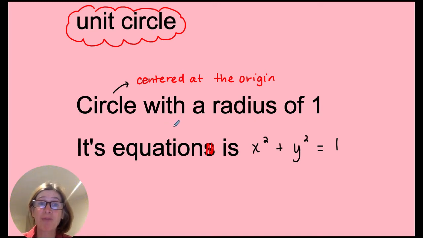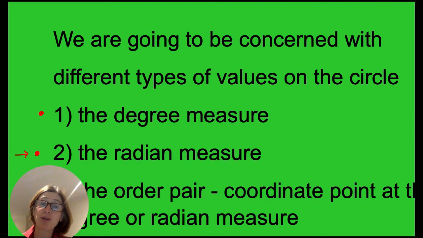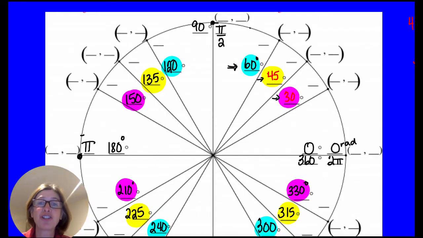Today we're going to talk about the radian measures of degrees along the unit circle. But a reminder, a circle centered at the origin with a radius of 1 is a unit circle. Its equation is x squared plus y squared equals 1. When we look at unit circles, we're really talking about 3 different values that appear on the unit circle: the degree measure, the radian measure, and the ordered pair, or the coordinate point, at each of those degree or radian measures. Yesterday, we looked at the degree measure all the way around the unit circle.